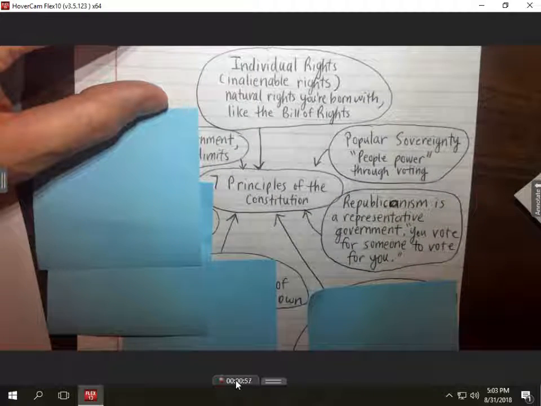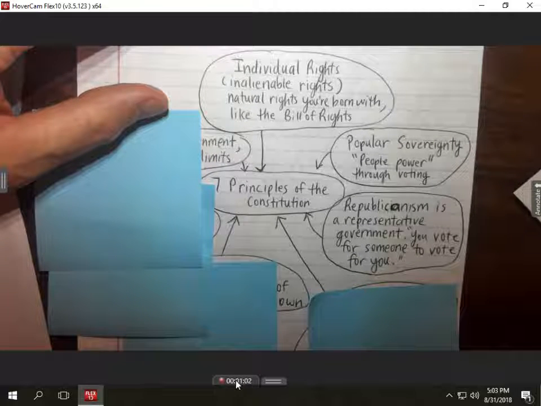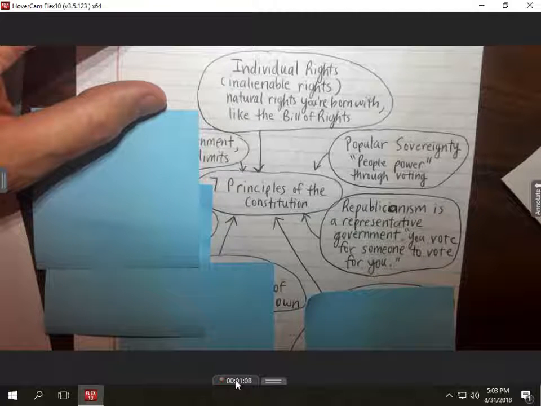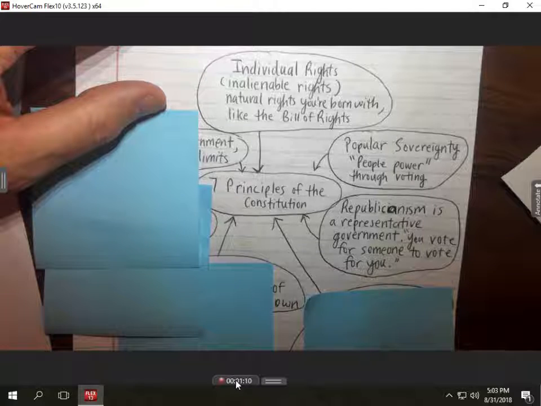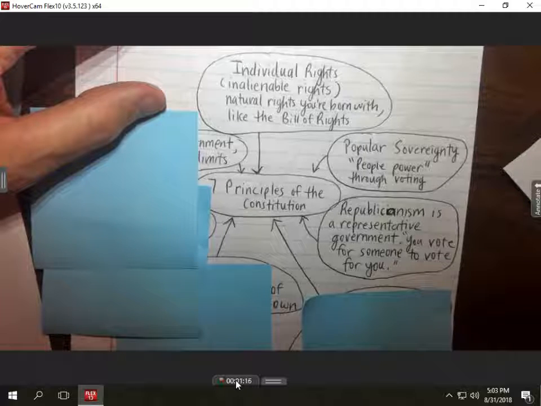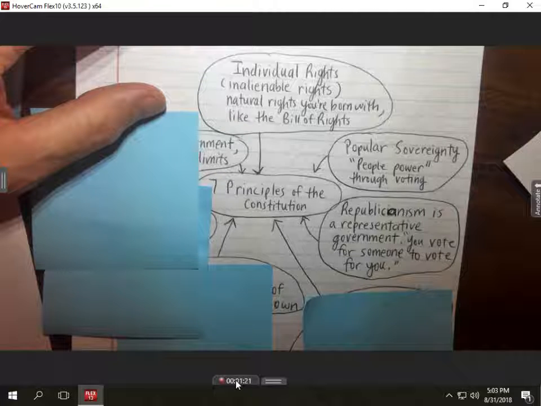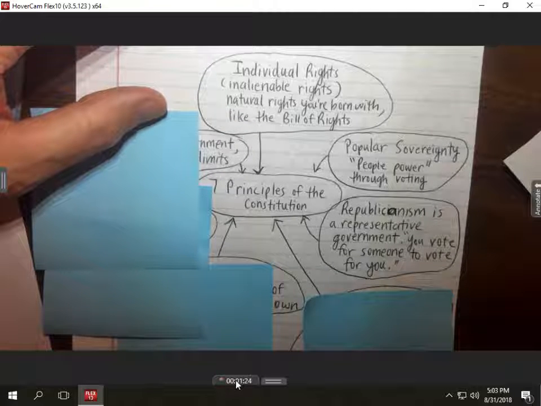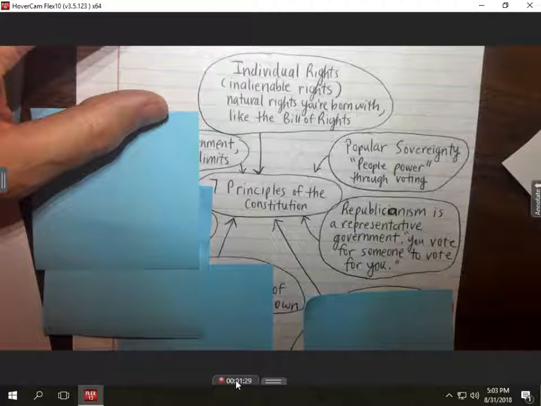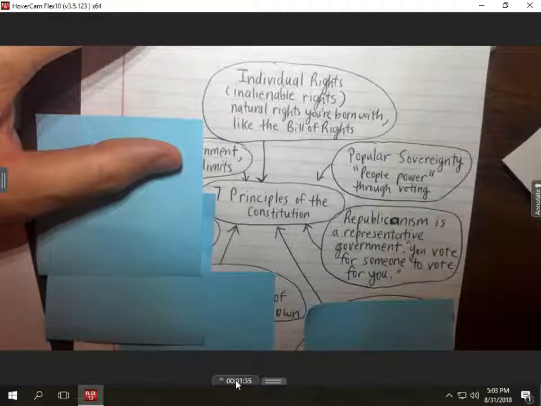Republicanism is a representative government. You vote for someone to vote for you, such as here at school, student council. Students vote for the student council members, and the student council members vote for you. They make decisions for you. In America, some examples are Congress, the House of Representatives, and the Senate, city councilmen and women in city government. These are just some examples of you voting for someone to vote for you. Republicanism.